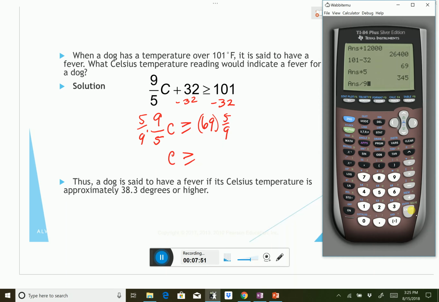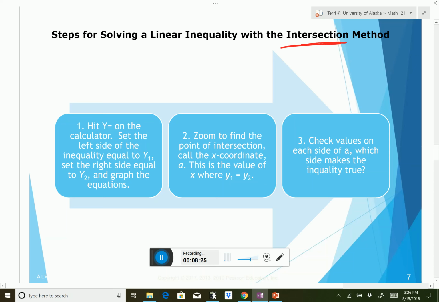Okay, so let's talk about how we would go about doing something like this on our calculator. Now it's a little bit more difficult because we can do equations on the calculator. So using the intersection method, we're just going to put the left and the right side of the inequality into y1 and y2 and graph the equation. So we'll get something like this, right? Then we have to find that point of intersection. So we're going to use intersection.